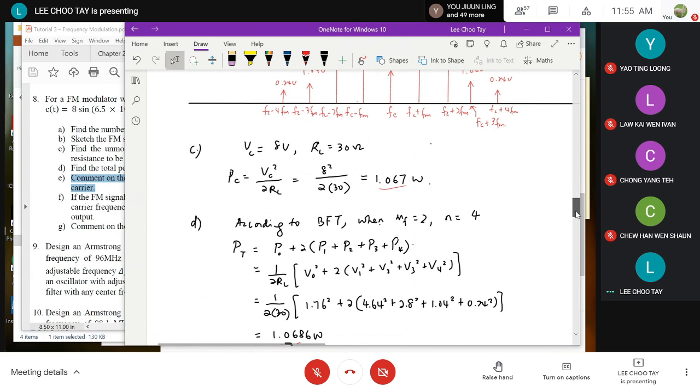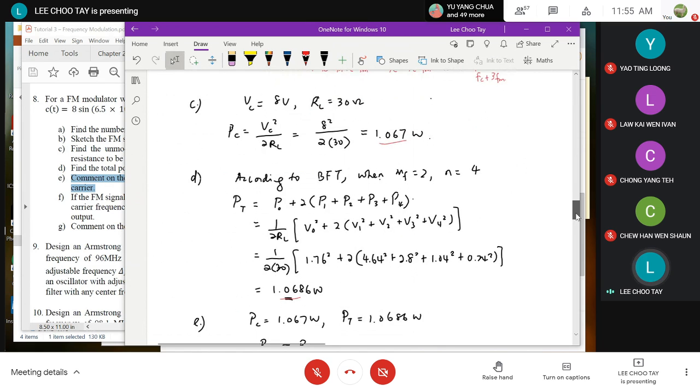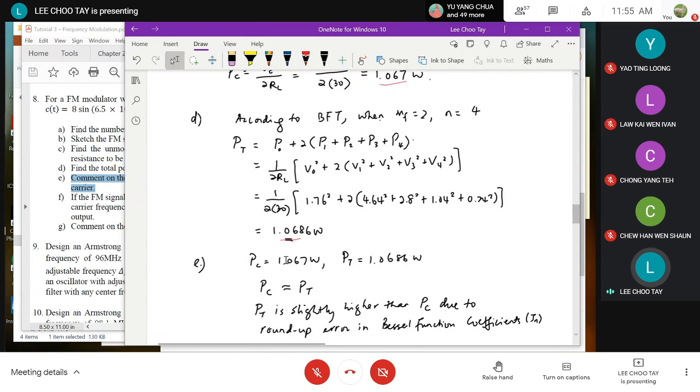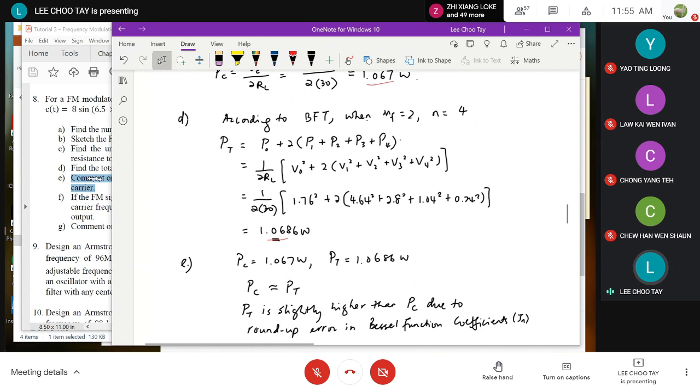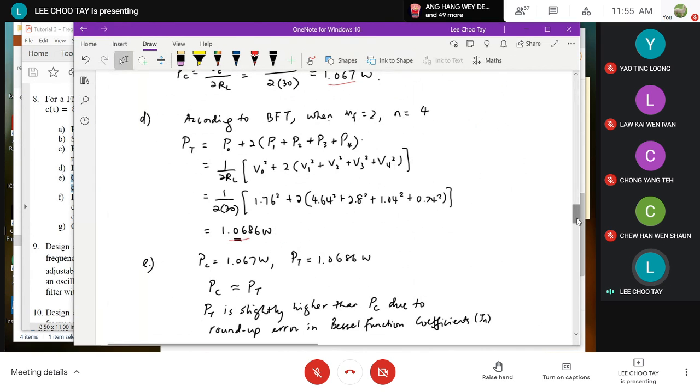As far as value is concerned, the carrier power is actually similar to the modulated signal power. In this case, the transmission power is slightly higher because of the round-up error in the Bessel function coefficients. I actually talked about this also during lecture. So don't be confused when you get values that are larger. Theoretically it cannot be larger, isn't it? But why is it larger now? That's because of the round-up error in our Bessel function coefficients. So our theory is still correct.